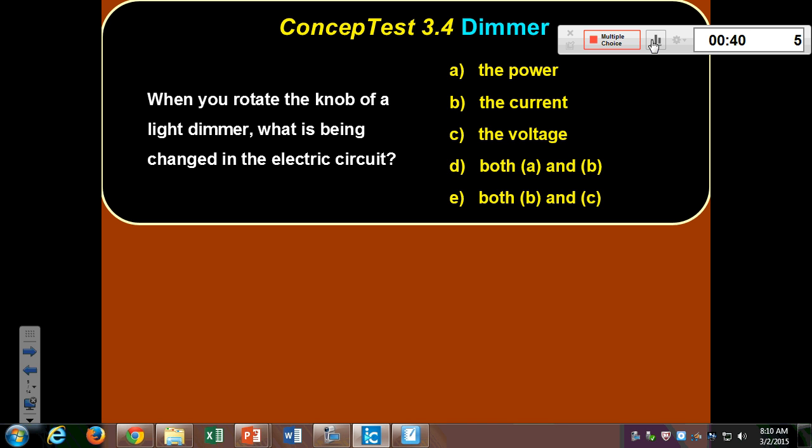What's being changed in the circuit when you rotate the knob? The power, the current, the voltage, A and B, or B and C.